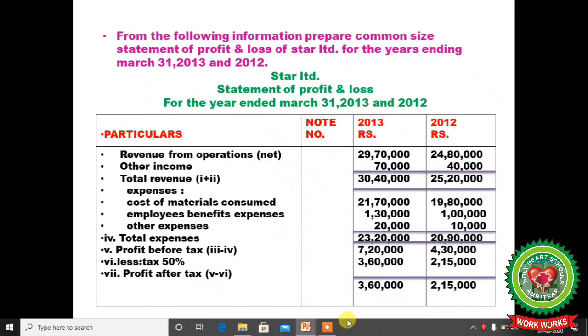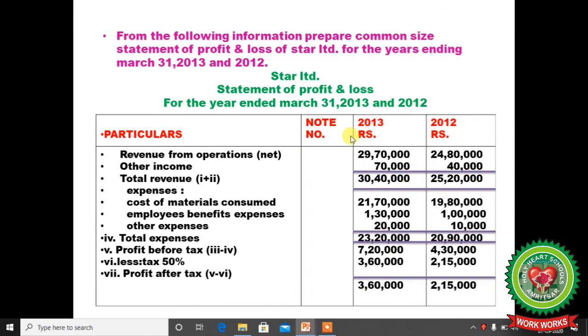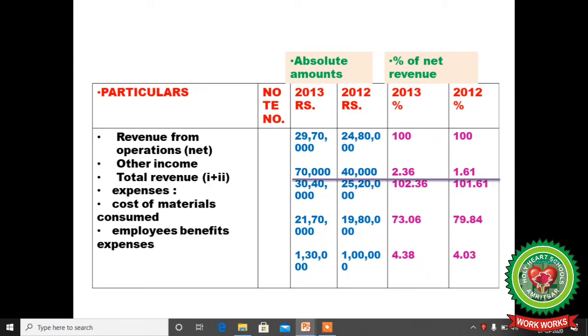Practical problem. See students, from the following information, prepare the common size statement of profit and loss of Star Limited for the year ending March 31st, 2013 and 2012. So here 2013 and 2012 data is provided to you. You just prepare the common size statement of profit and loss. Revenue from operation and expenses are given in the statement. So here is the solution: absolute amounts and percentage of net revenue.